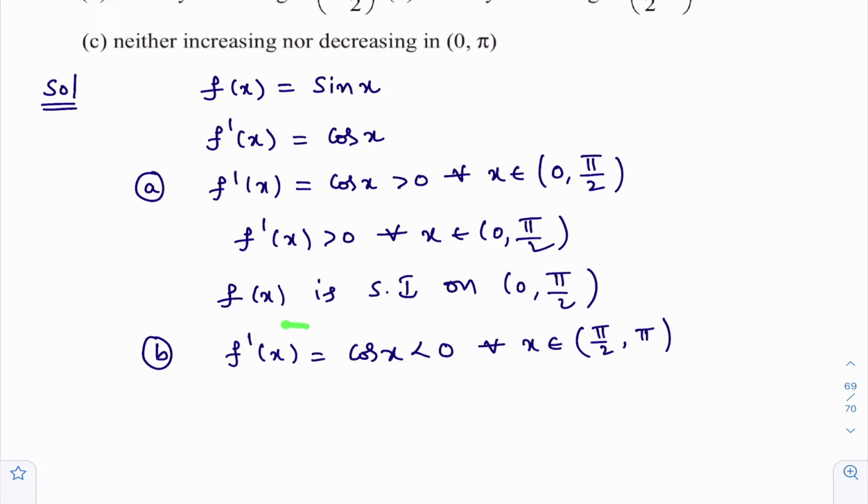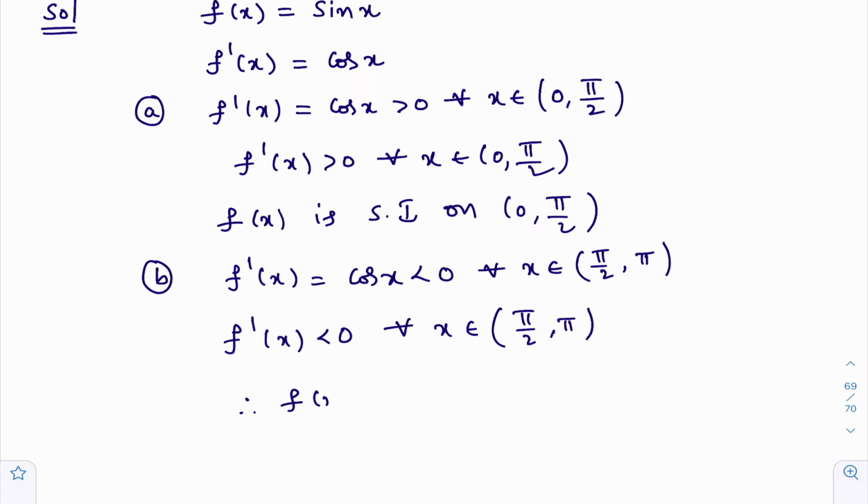So I got that this f dash of x is less than 0 whenever x is in open interval pi by 2, pi. So what I can write? I can write that f dash of x is less than 0 for all x belongs to open interval pi by 2, pi. Therefore, f of x is strictly decreasing on open interval pi by 2, pi.